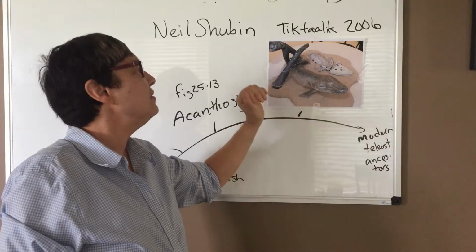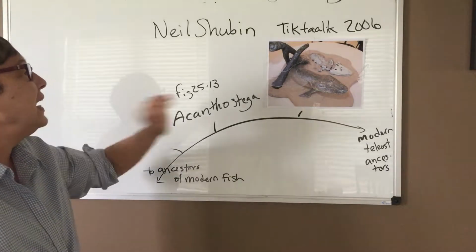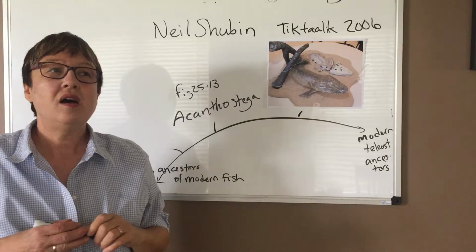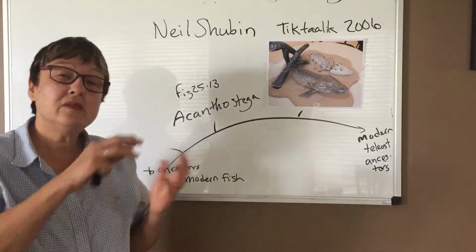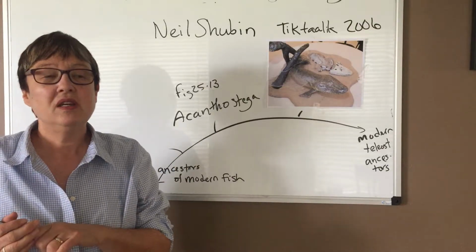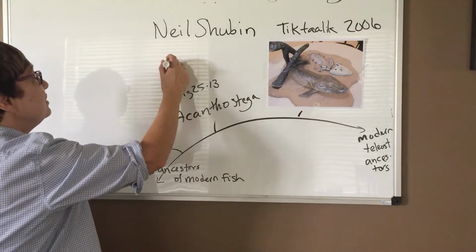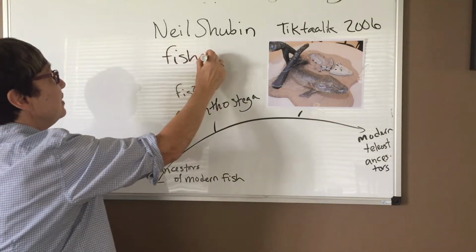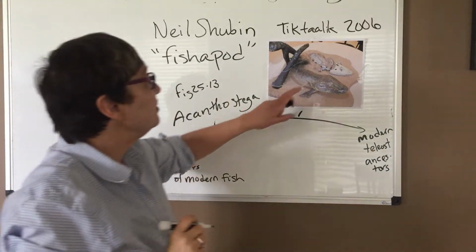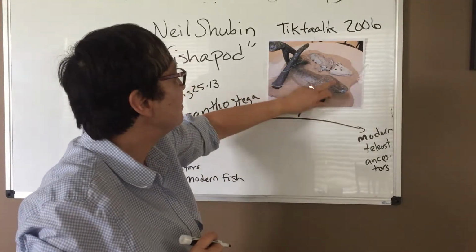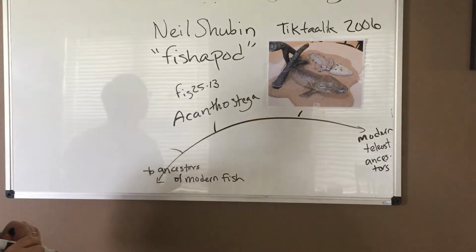So this fossil was found, I think in Greenland, very far north in the North American continent, and it has a number of features that are, we'll say, transitional, in that it has some features that are fish-like and it has some features that make it more like a land animal. And so Neil Shubin and his colleagues have dubbed this a fishapod. So here is the skeletal remains, and this is an artist's rendition of what the organism might have looked like.